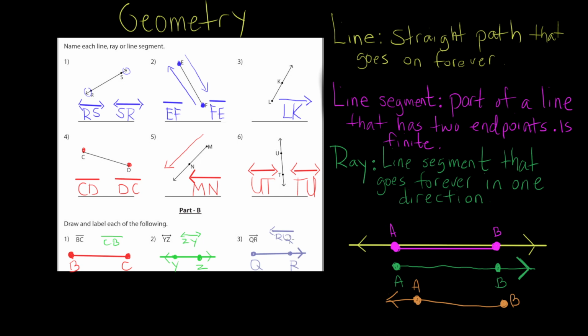And why can we not write ray RQ? Why can't we say, well, every other one we could start at either point and go in that direction? Well, that's because which direction is this ray going? It's going to the right, okay? We are not going to the left. So we have to start at Q and go to R.